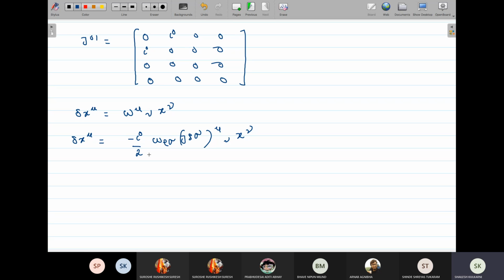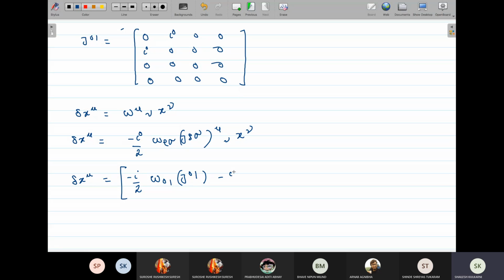Okay, suppose I have the situation where all these omegas are zeros except rho equal to 0, sigma equal to 1. Okay, so let us see what this matrix gives. Delta x mu equals minus i by 2 omega 01, j01, its mu nth entry. So I will first expand this and then I will write x nu here.